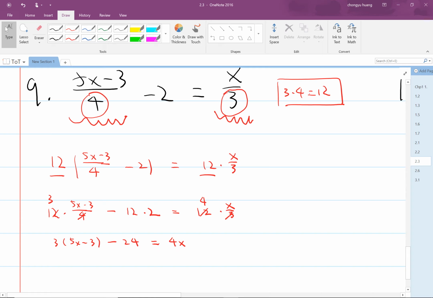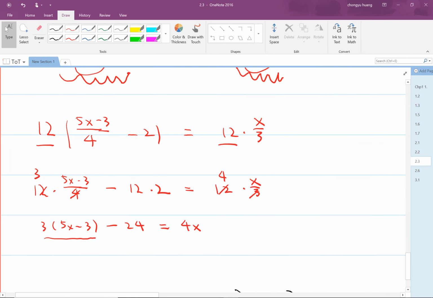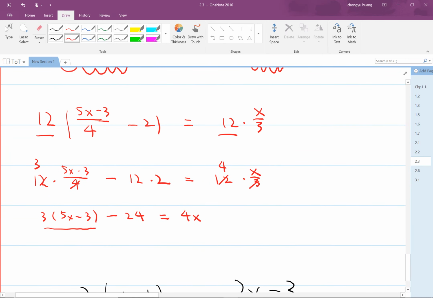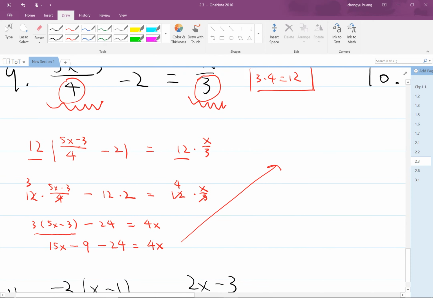Okay, so we have this part. Let me zoom in a little bit. Sorry. So we have 3 multiplied by 5x, which is 15x, and then minus 3 multiplied by 3 is 9, and then minus 24 is equal to 4x, right? I'm just going to write it further on over here.